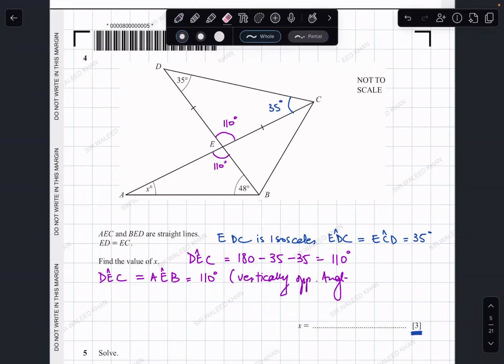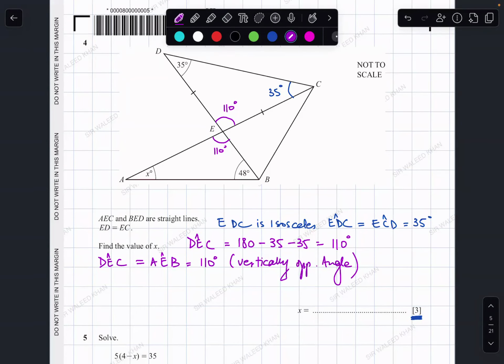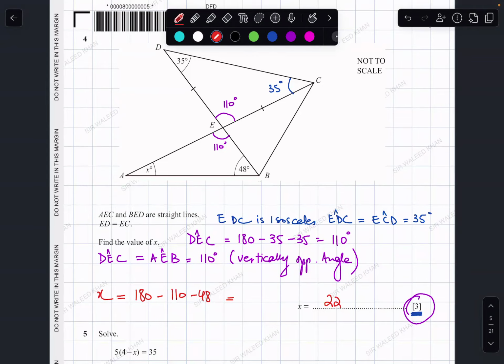Now, the reasons I'm giving are just for your clarification. Otherwise, over here, the calculation is enough, right? Because they haven't asked you for the reason, but be very careful. 3-mark question. Okay. So we can easily figure out the value of x. X should be 180 minus 110 minus 48. That should be equal to 22.